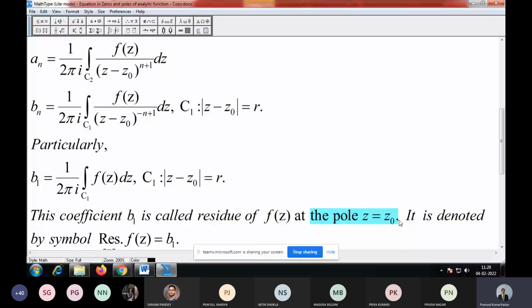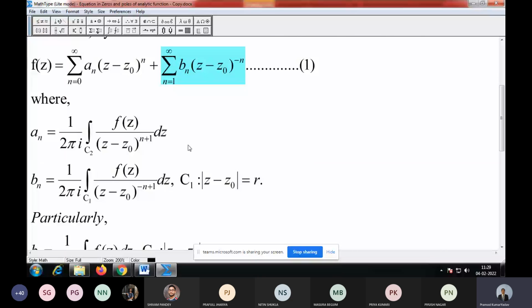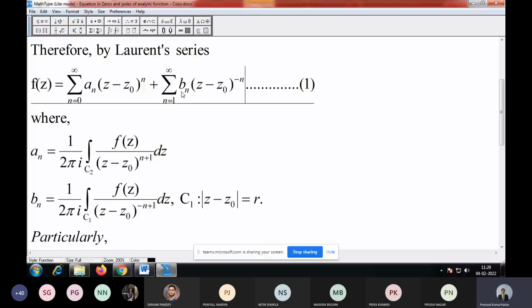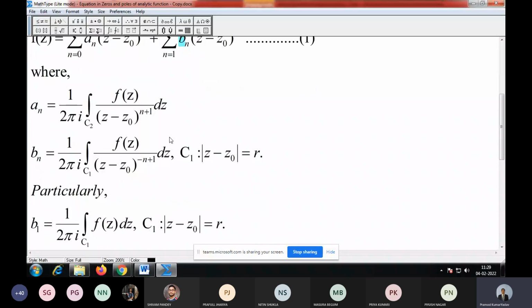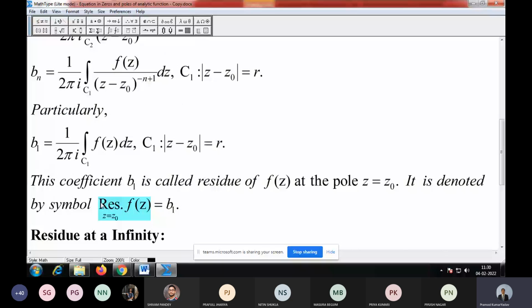This is the principal part. So here the value of b1 is the coefficient of 1 upon z minus z0. What is b1? You may see here in the expansion that b1 is the coefficient of 1 upon z minus z0. That b1, the coefficient of 1 upon z minus z0, is known as the residue of the analytic function at the pole z equals z0. And the value of b1 from this formula is nothing but the integration of f(z) dz over C1. Symbolically, we may write this, you may see the screen here: the residue of f(z) at z equals z0 is b1.